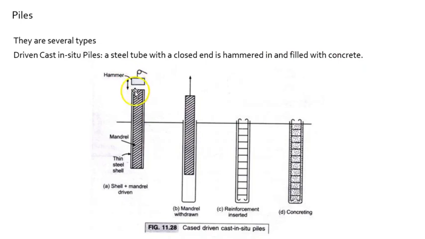The hammer is pushing the thin shell down. It has completed the hole. Then they take out the thin steel shell. The reinforcement is placed and the concrete follows. So that's a driven, cast in place pile. So it's the sleeve of the concrete, an empty sleeve, a cylinder that's driven into the earth.